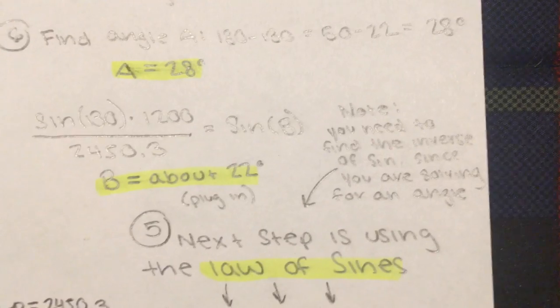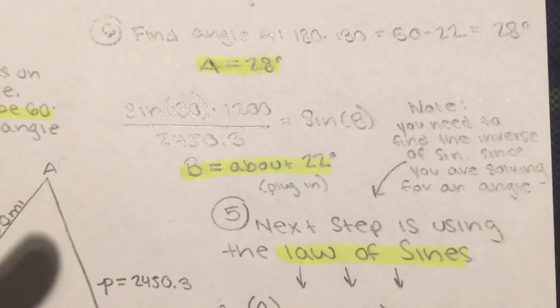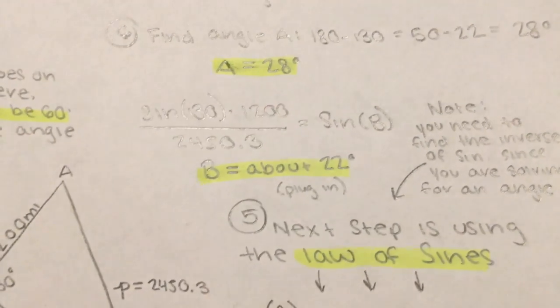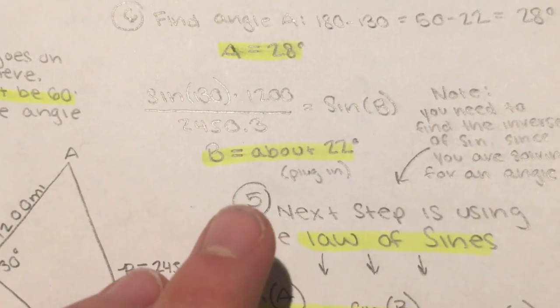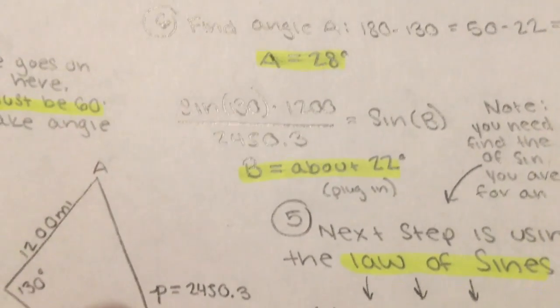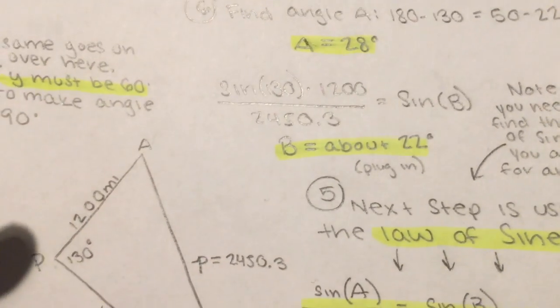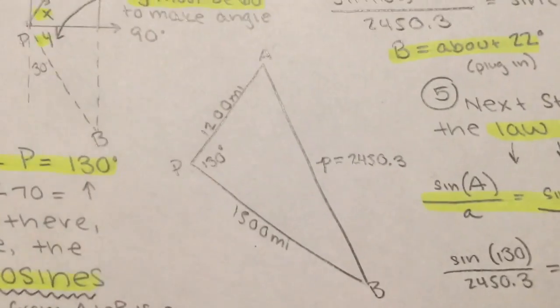Just be aware, since you are solving for an angle measure, you're going to want to find the inverse. Otherwise, you're just not going to get the correct answer. After you find the inverse, which is, by the way, second sine on the calculator, you're going to get just about 22 degrees. And you want to round that just so it makes it easier to solve for the other angle.